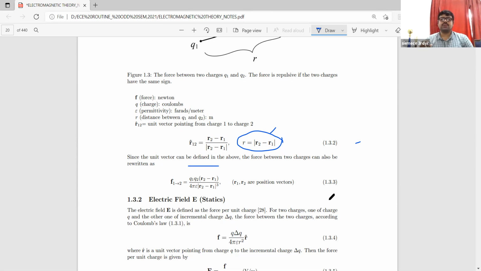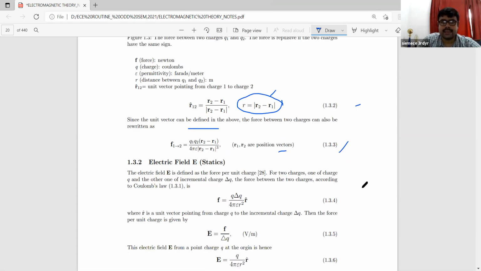The force between the two charges can also be rewritten as F12 equals Q1 Q2 multiplied by R2 minus R1, divided by 4 pi epsilon times the modulus of R2 minus R1 whole cube. Here R1 and R2 are the position vectors. So this is equation number 1.3.3.